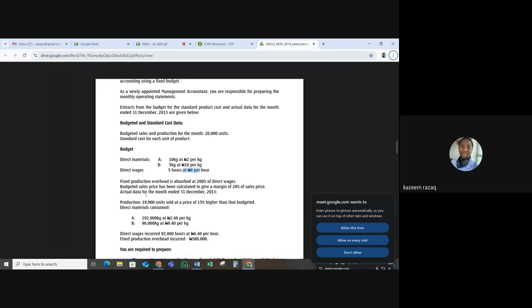The question will be very specific: solve material price variance, solve material usage variance, or solve all the variances involved in this question. So when you see a question that says you should solve all the variances in the question, definitely you are not looking for something else. Right?